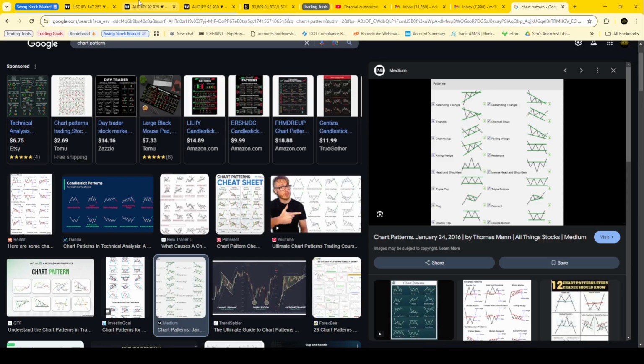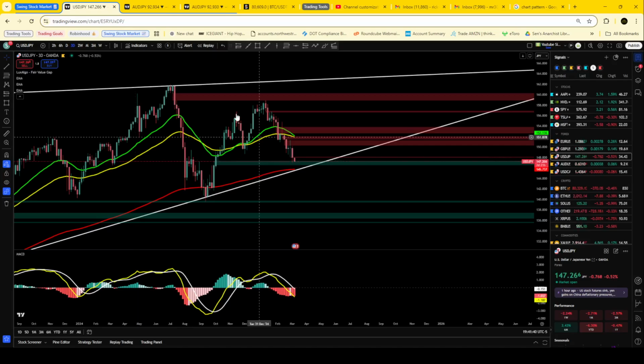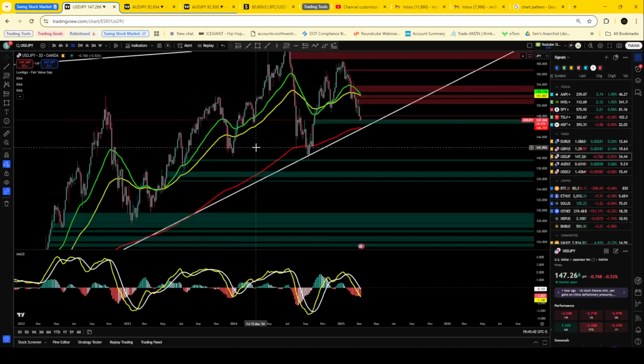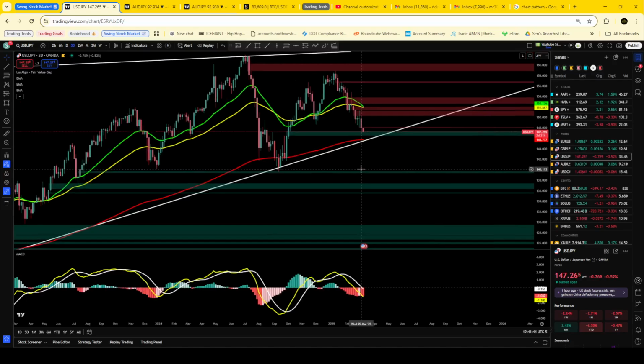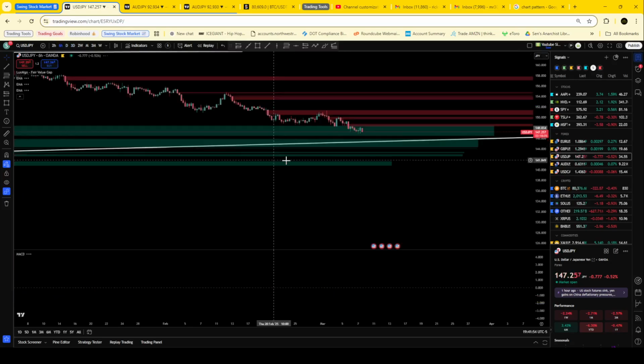Those and double bottoms. Let's go back to it. Let's find a flag real quick. This might be a flag right here. Let me go on to a smaller time frame. This is Monday, the 30th of September. Let's go down to the 6 hour.